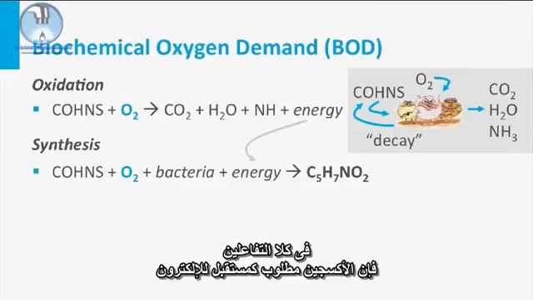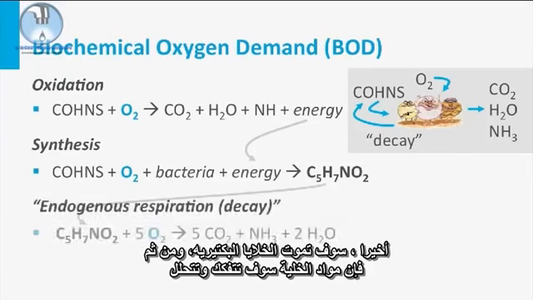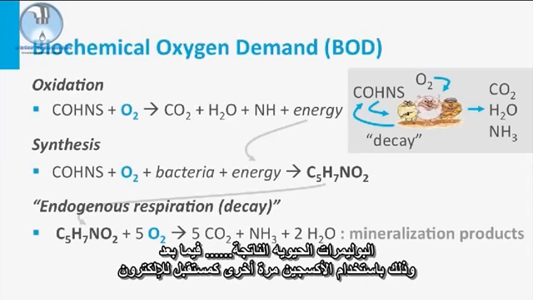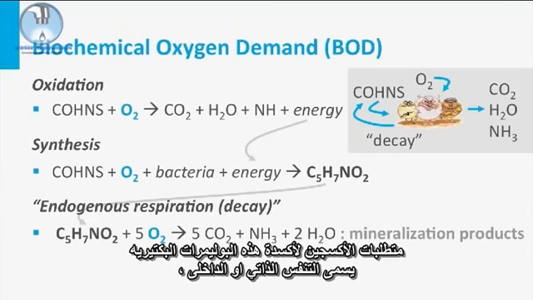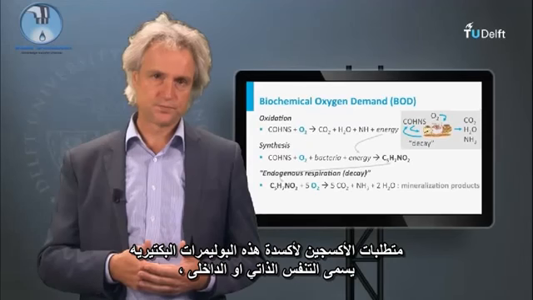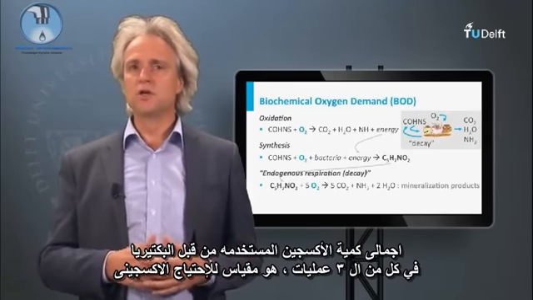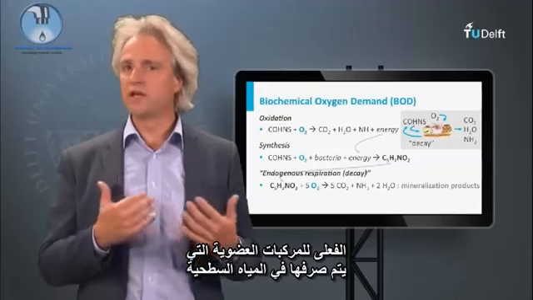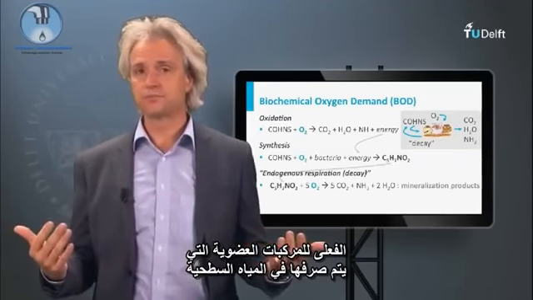In both reactions, oxygen is required as electron acceptor. Finally, bacterial cells will die off, after which the cell material will be disintegrated into organic compounds. This process is called decay. The released biopolymers are subsequently mineralized, using again oxygen as electron acceptor. The oxygen requirement to oxidize these bacterial polymers is called endogenous respiration. The total amount of oxygen used by the bacteria in all three processes is a measure for the actual oxygen demand of the organic compound that was discharged into the surface water.